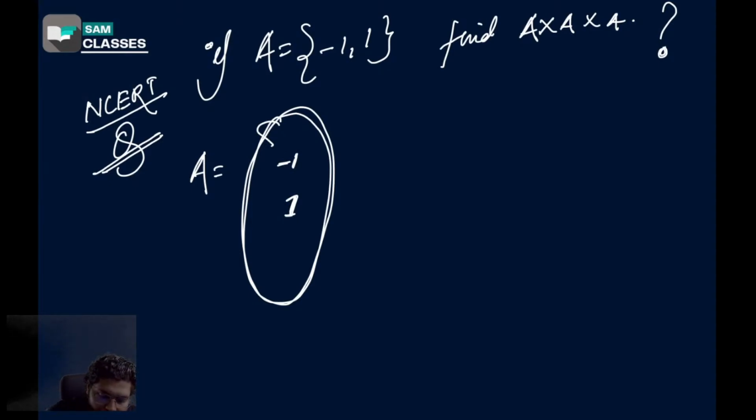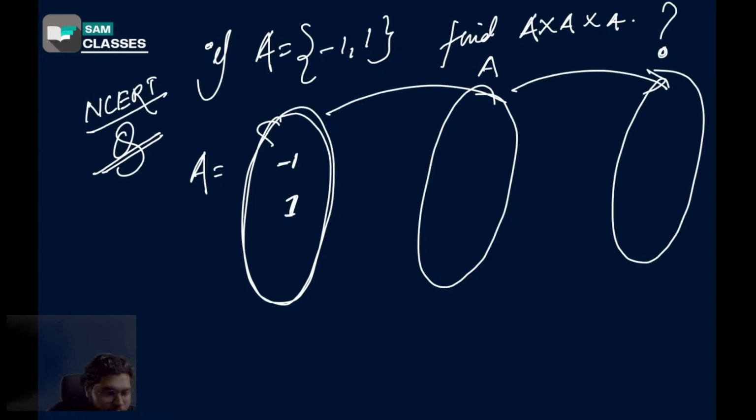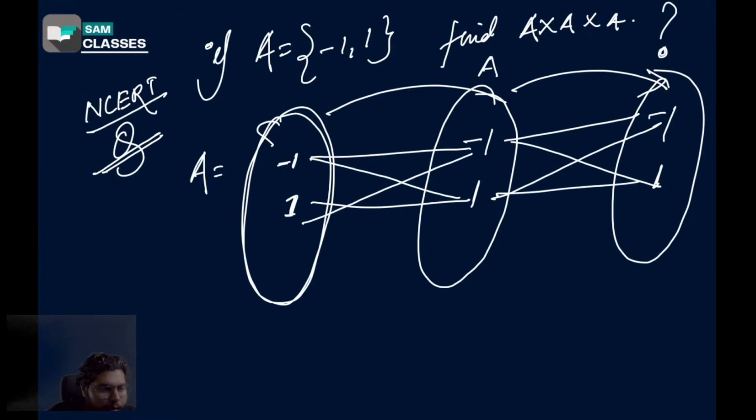Now, when you're doing A cross A cross A, you're making a relation from all three. Correct? So when you're making a relation, everybody has -1, -1, 1. Clear? So this, when it is related to this, it can have an option of these two. This, when related to this, it can have an option of these two. This has an option, done. This has an option, done.